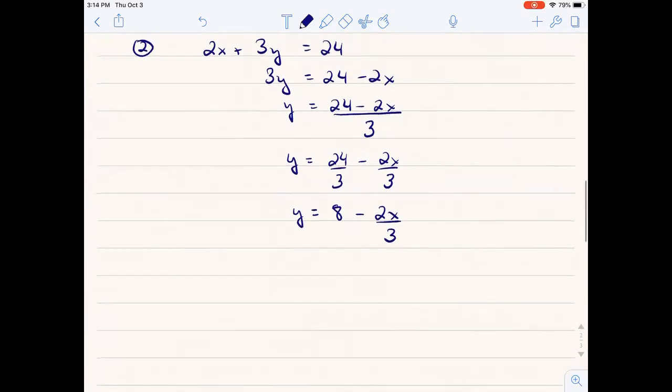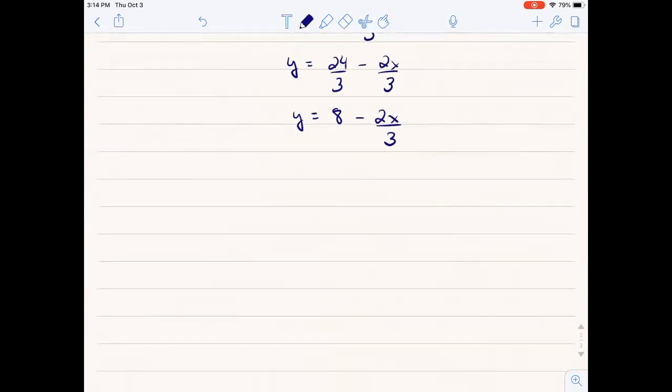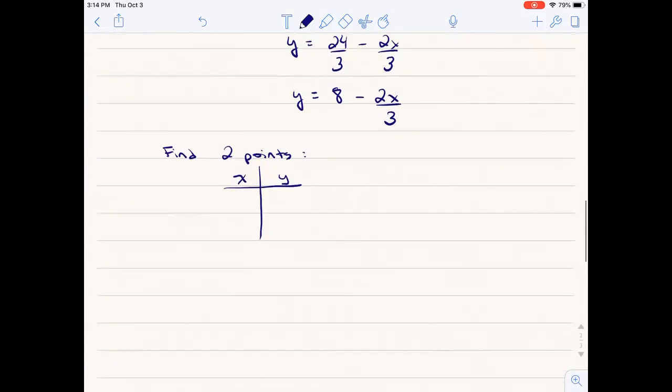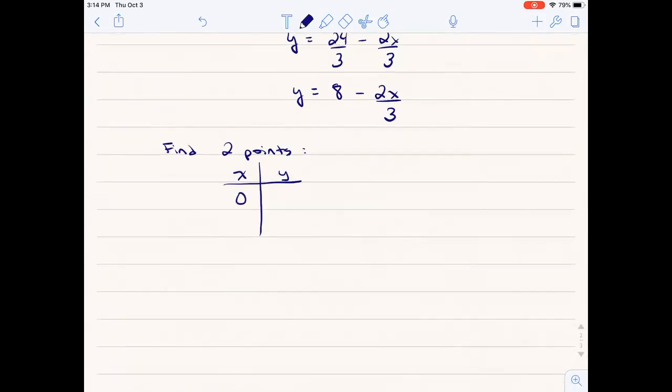Okay. So now again, we need to find 2 points on this line. Again, we can pick any value of x and y. X equal to 0 is always easy. If x is 0, then y is 8 minus 2 over 3 times 0, which is 8.